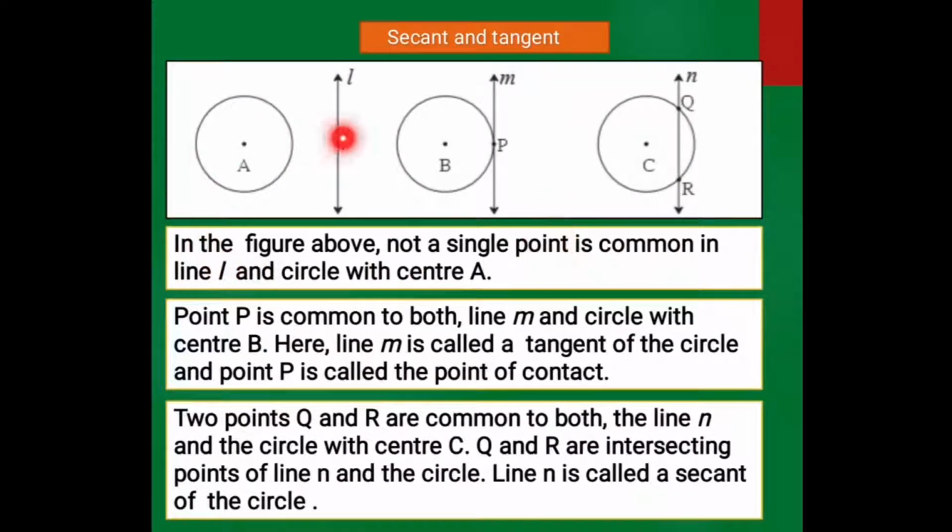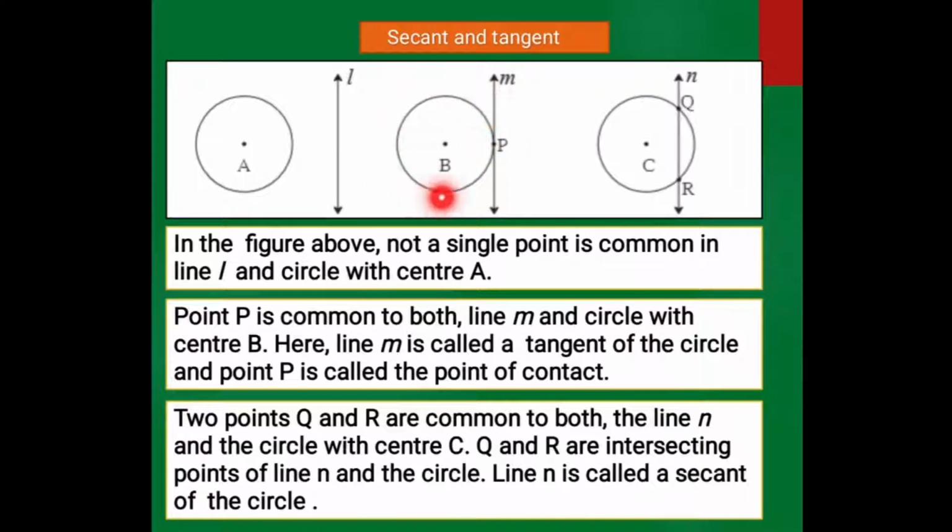The next topic of this chapter is secant and tangent. So observe this first figure. In the first figure we consider a circle having center at A and a line L. Now there is no common point between this circle and the line. So this line L is not intersecting this circle. See in the figure above, not a single point is common to the line L and the circle with center A.